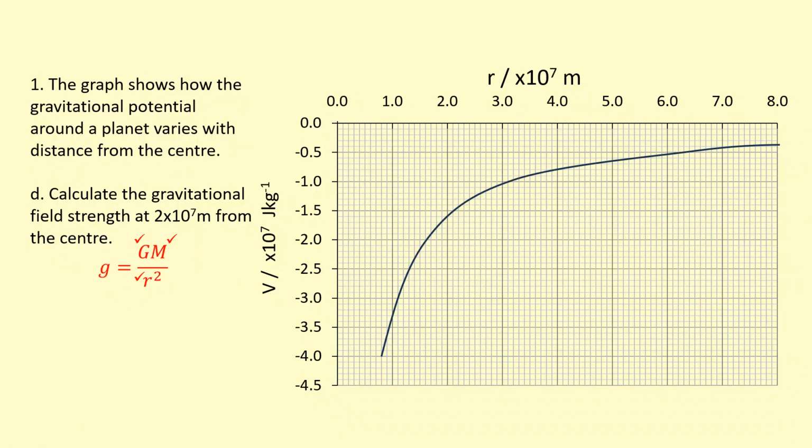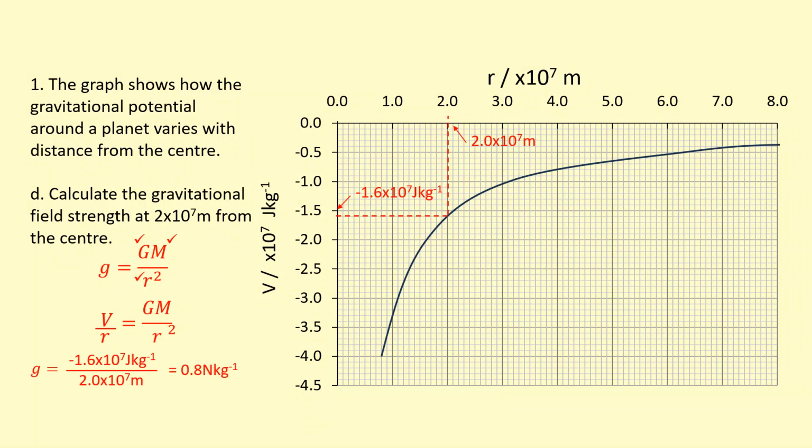Another way is to use the gravitational potential equation. If you divide both sides by r, you get V over r and GM over r squared. And GM over r squared is gravitational field strength. So to calculate that, I just have to find V over r at the point I'm interested in. V, the gravitational potential, is minus 1.6 times 10⁷ at this point, and the distance from the center at that point is 2 times 10⁷. If I divide those two numbers, I get a gravitational field strength of 0.8 newtons per kilogram.